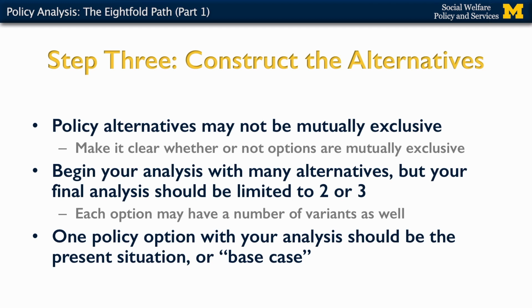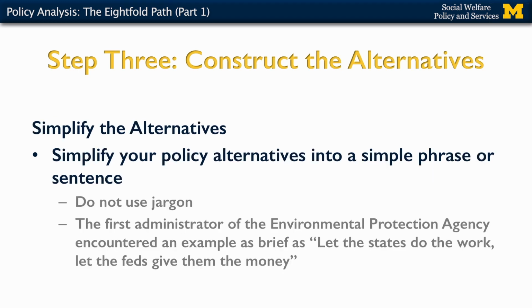So within each of the alternatives, there might be different variations of options within them, and we're going to refer to those as variants. One of your policy options within the analysis should be the base case. The base case is the present situation, or if things were to not change. Alternatives should be easy to read and short, so reduce it down to a simple phrase. Don't use any kind of jargon specific to a particular field, because people from a variety of fields are going to read your policy analysis.